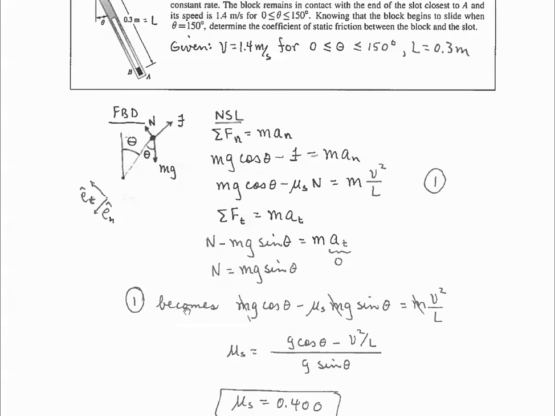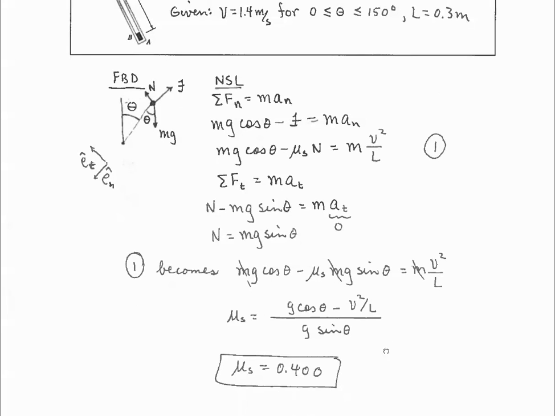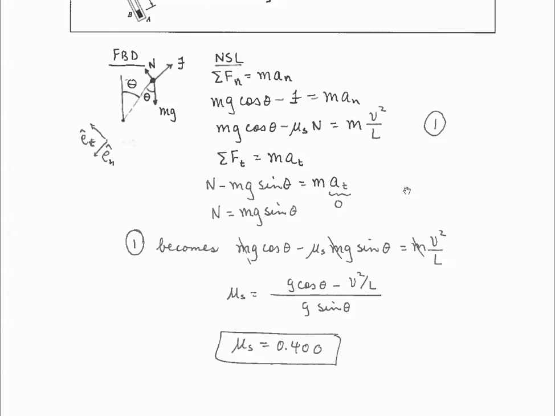So if we take that information and plug it into equation 1, we have mg cos theta minus mu s mg sine theta equal to mv squared over L. Then the m's cancel out all the way through, and mu sub s is equal to g cos theta minus v squared over L, divided by g sine theta. When you plug all your numbers into it, you get 0.400.